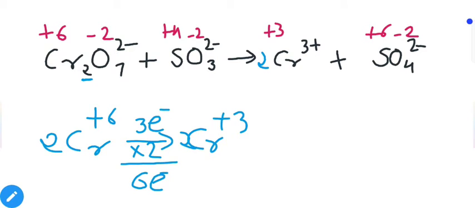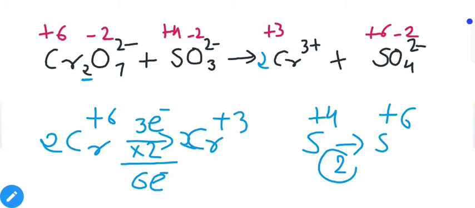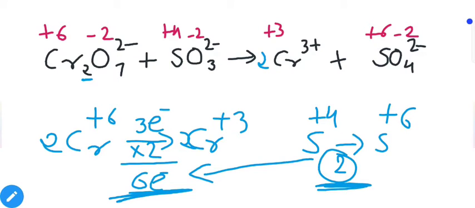Similarly for SO3 2 minus to SO4 2 minus, it takes 2 electron transfer because sulfur was in +4 oxidation state and it changes into +6. So it takes 2 electron transfer. So 2 electrons from the oxidation reaction and 6 electrons from the reduction reaction. But the number of electrons must be equal on both sides, and for that we have to multiply wherever required. Already in the reduction reaction we have 6 electrons, but in the oxidation reaction we have only 2 electrons.